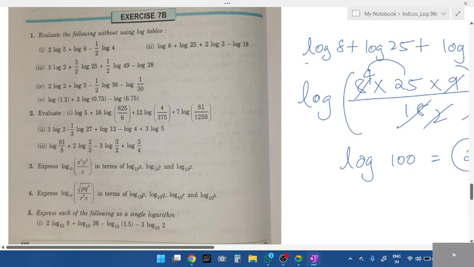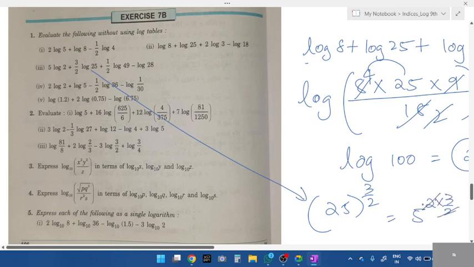What happens to 5? Log 2 to the power of 5, right? And what about 3 by 2? 3 by 2 log 25 to the power of 3 by 2. How do you eliminate the denominator? I apply the basic exponent concept. 5, 3 by 2. What's the answer? 5 cube is? You will get log 125.